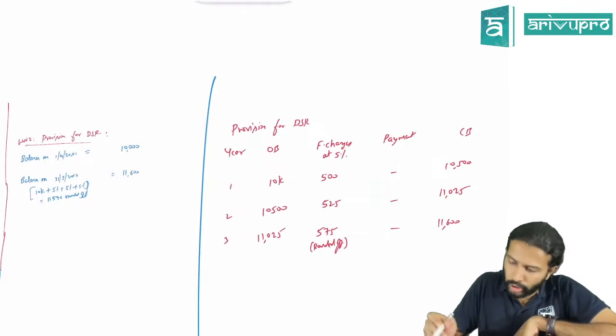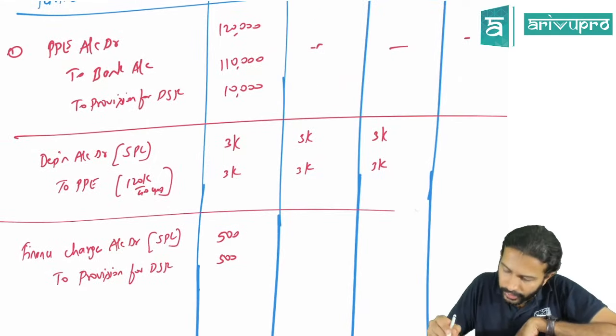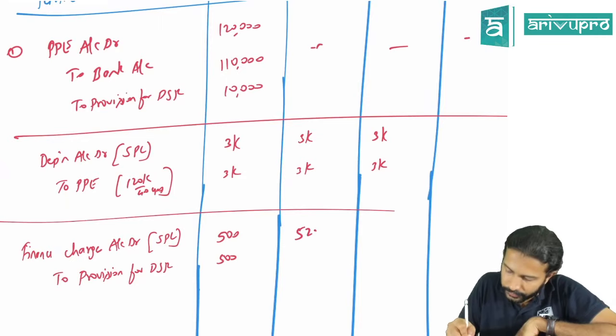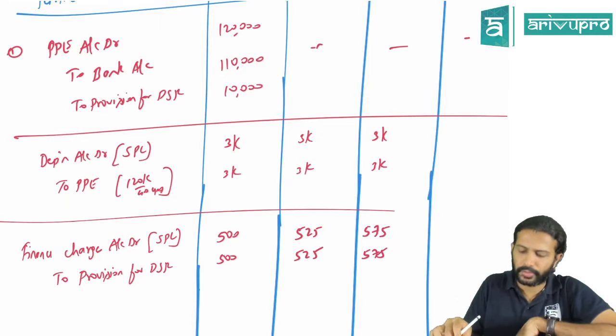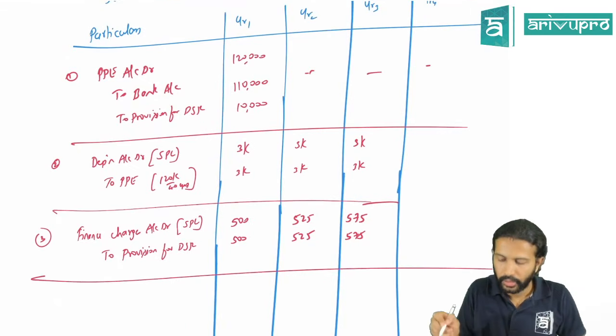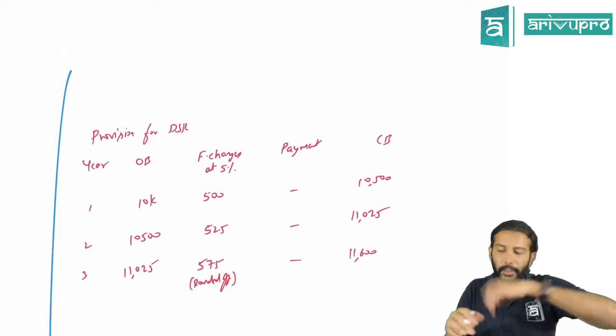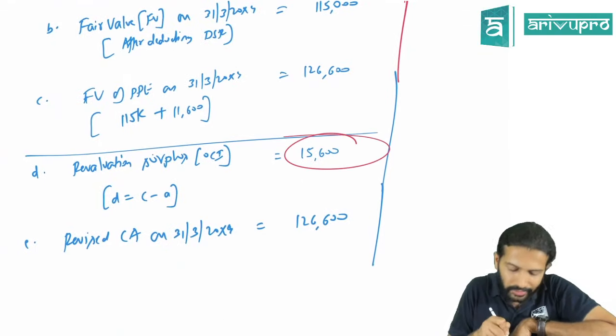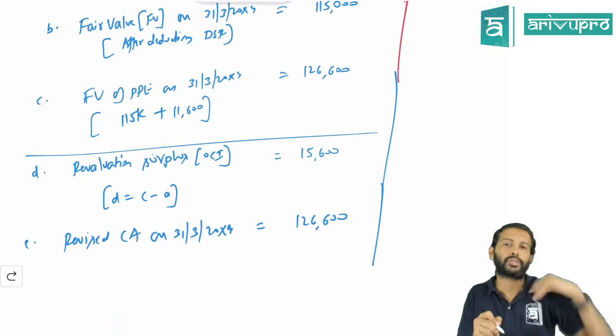Okay. So the amounts I've got are 500, 525, 575. That is the finance charges for year 1, 2, 3 respectively. Okay. Clear? Alright. Fourth year, what happened? Or at the end of third year, what happened? You did a revaluation and you got a revaluation gain of 15,600.